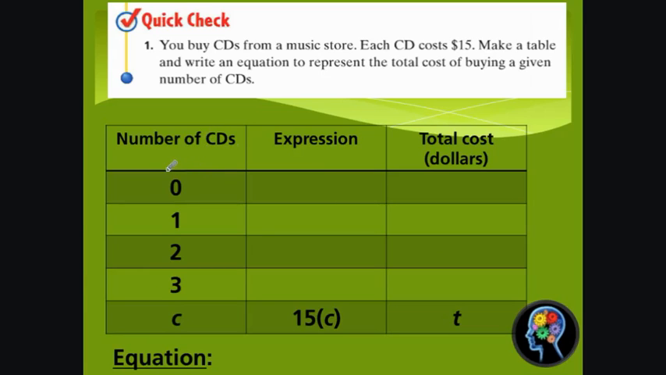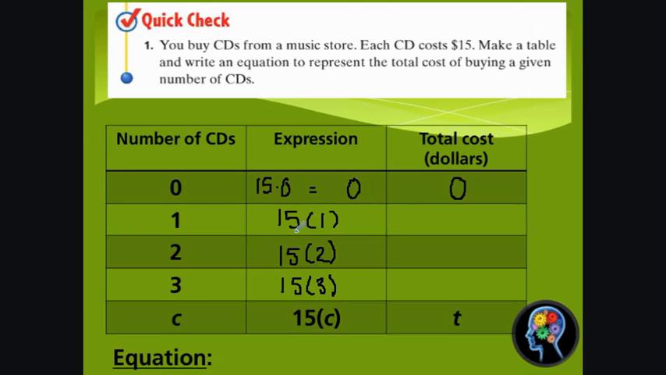So if we put in 0 for C in our expression, 15 would be multiplied by 0 to equal 0, which is no money. Our expression here would be 15 times 1. Our expression here would be 15 times 2, because we're buying 2 CDs at $15 each. And then again, $15 for 3 CDs. We're going to use multiplication to figure out the total cost.